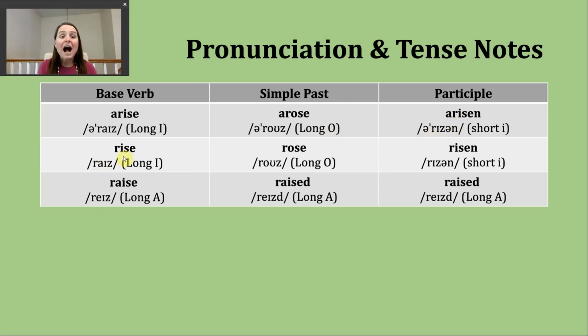Second verb, rise, also has this long I. In the past tense, it changes to a long O, rose, and then in the participle, we go to a short I, risen, risen. Okay, so those should sound alike. I hope you're hearing those. The difference, of course, is the beginning sound. We've got that schwa sound on A-R-I-S-E, arise, arise.